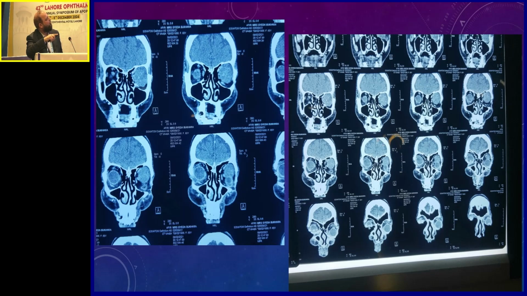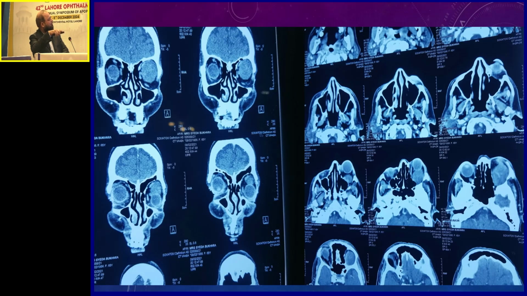And here you can appreciate the inferior rectus, medial, and probably here is the superior. Lateral rectus is difficult to appreciate. Again, here you can see this is the tumor and this is the eyeball because it is pushed anteriorly. Again, look at the tumor size. Okay, the eyeball is pushed anteriorly. The tumor is more than the size of the eyeball.